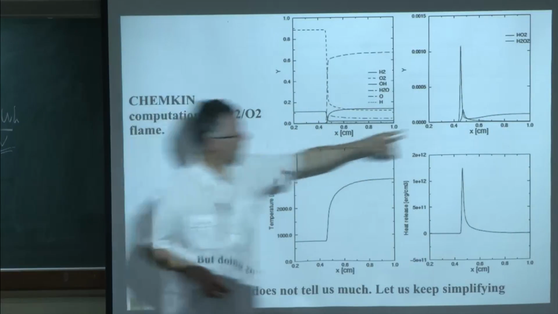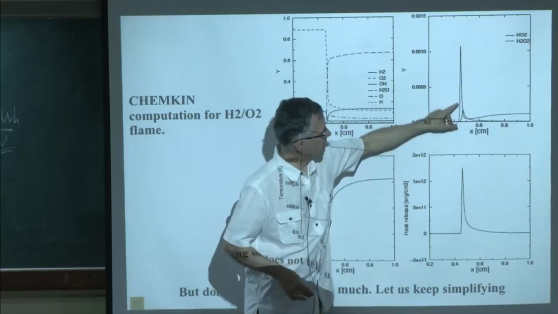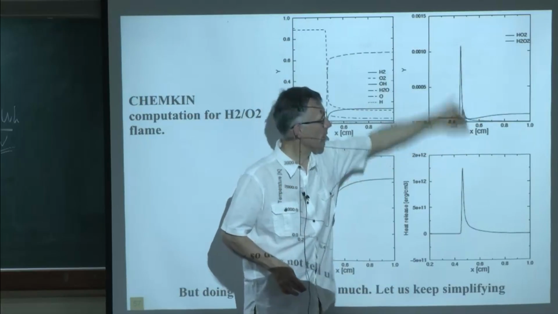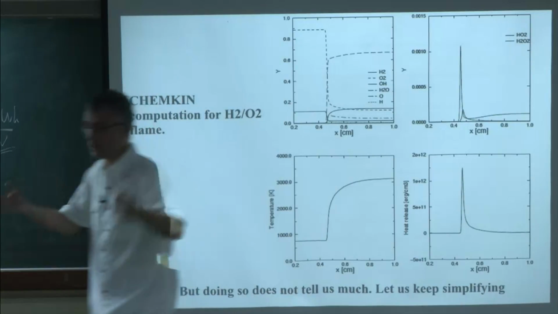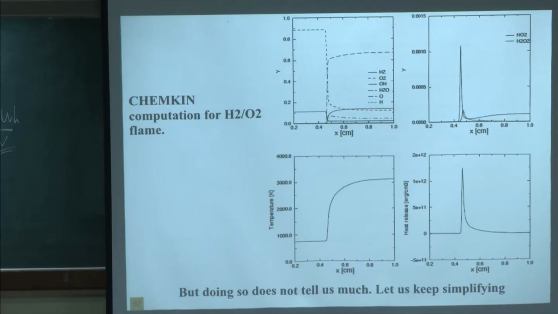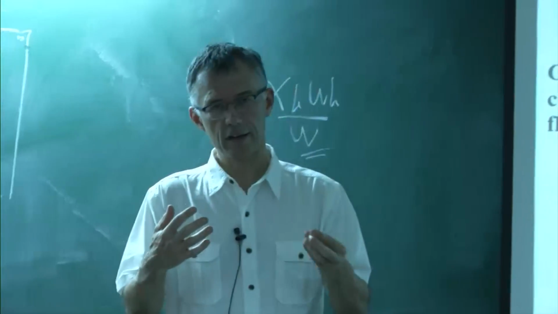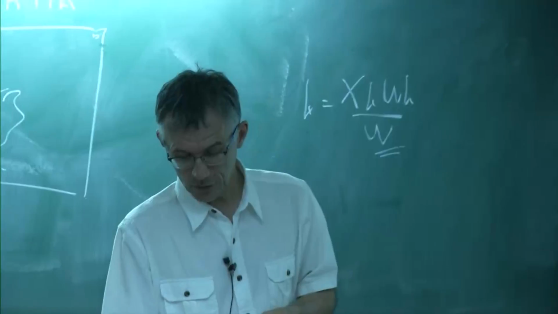You have here intermediate species like H2O2, which appear only in the flame and disappear right away. So there is no H2O2 on any side, but in the middle, there's a big peak of H2O2, and you need to capture it. The problem is that this still needs running a code. So it doesn't tell you much about the physics. So can we do better than that?